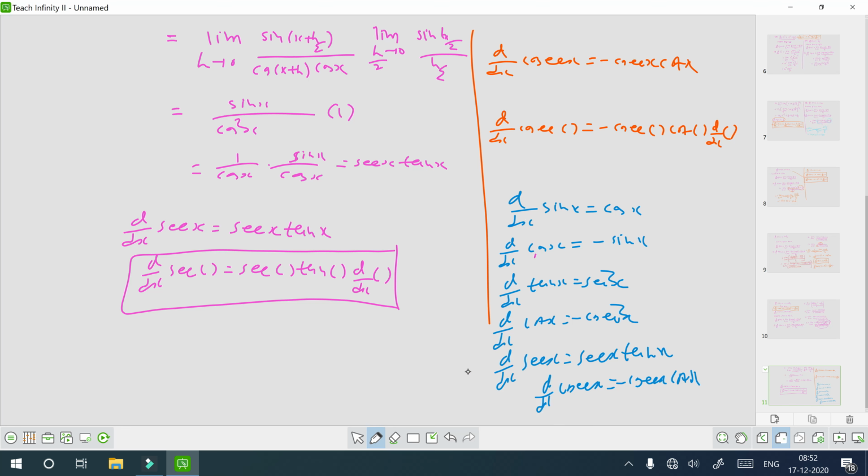Now see, spellings starting with C: cos, cot, cosec, have a negative derivative. Of course, in 12th science we are going to see more standard forms also, inverse trigonometric forms. But right now we are not going to discuss it. So these are the standard forms of derivatives.